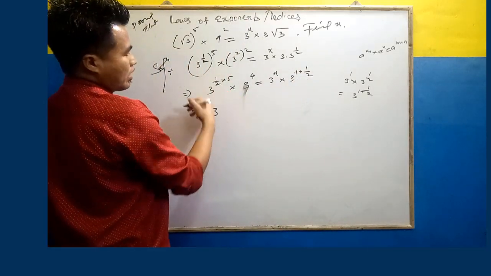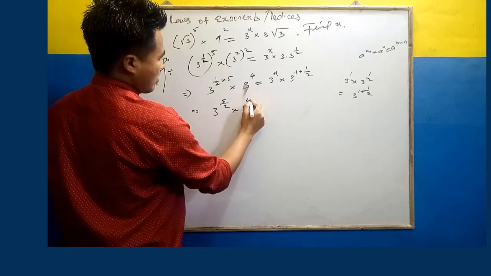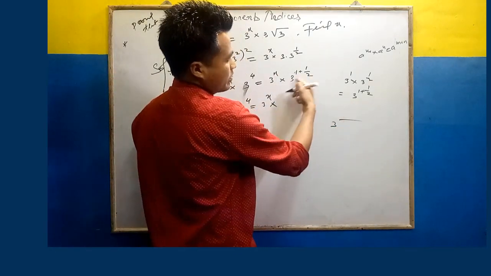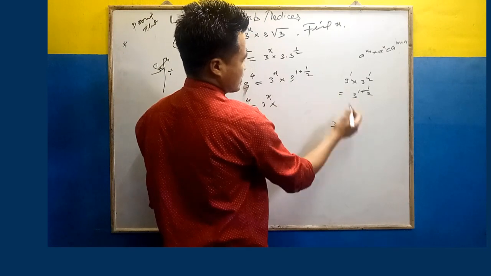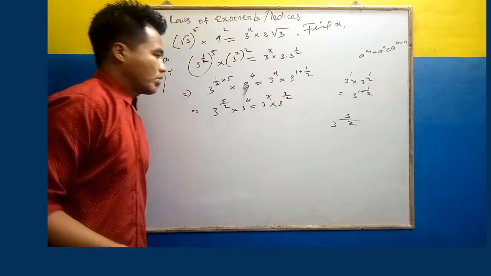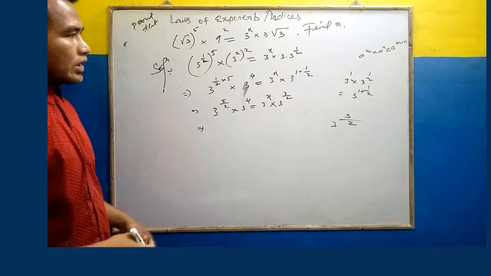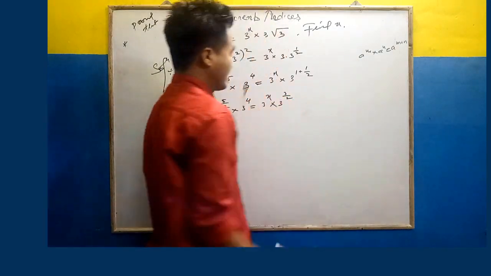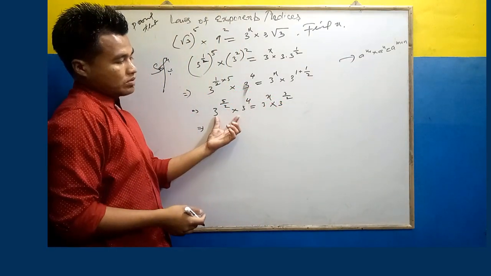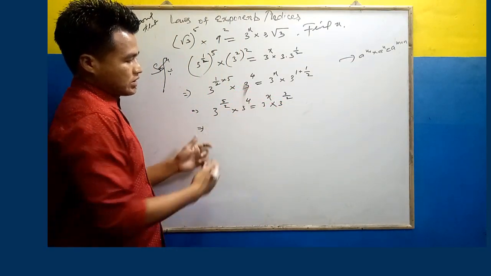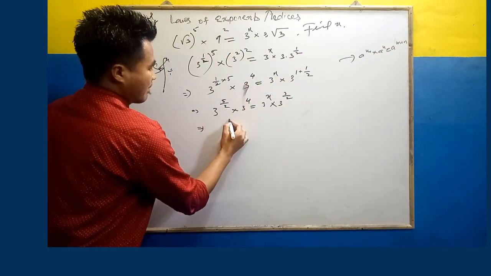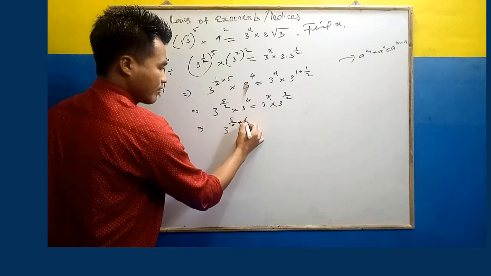So it implies 3 to the power 5 by 2 into 3 to the power 4, which is equal to 3 to the power x into, let me simplify this one. The LCM will be 2: 2 plus 1 is 3, so 3 to the power 3 by 2. I hope you understand. Here also let me use it again. If we look at both the left hand side and the right hand side of this equation, we can apply this law on both sides. So let me apply a to the power m into a to the power n is a to the power m plus n: a to the power m, 5 by 2, plus n, 4.